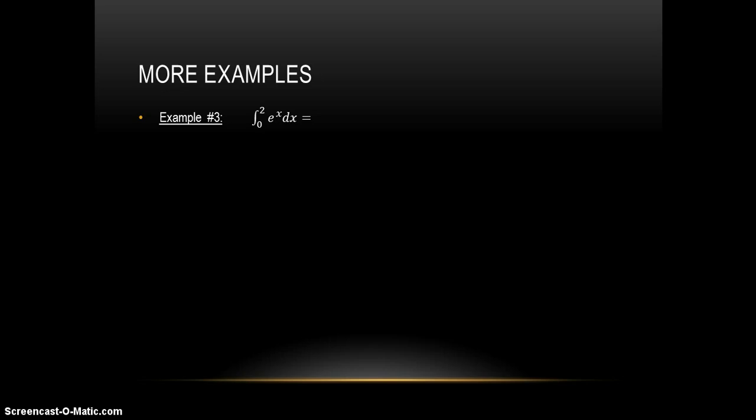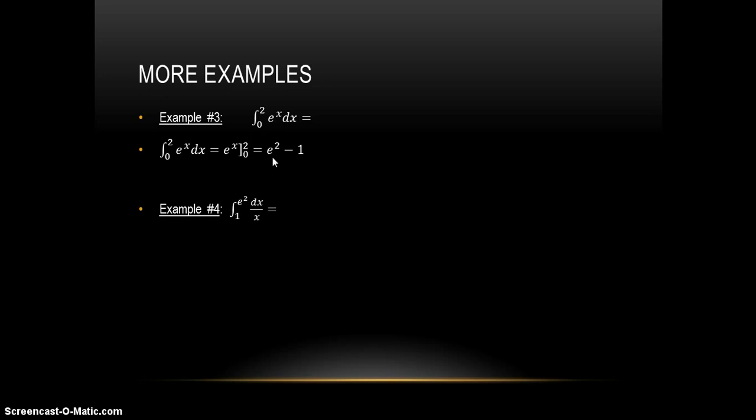So here's example 3. Integral from 0 to 2 of e to the x dx. Antiderivative of e to the x is e to the x. We're going to go from 0 to 2. Plug in 2, we get e squared. Plug in 0, we get 1. So our final answer is e squared minus 1.